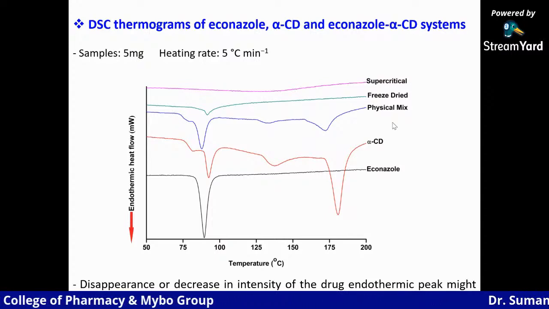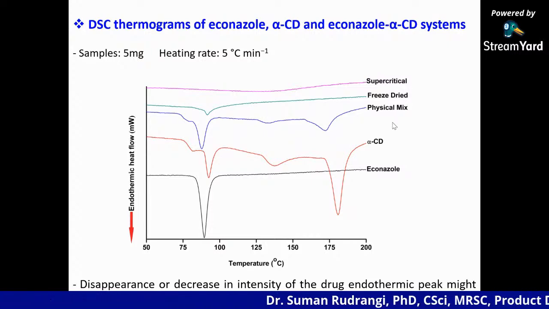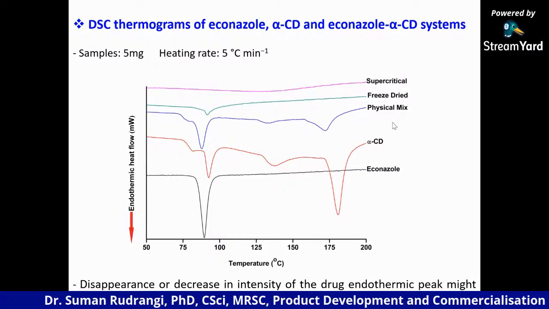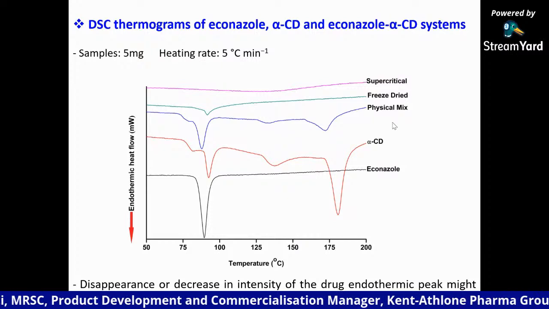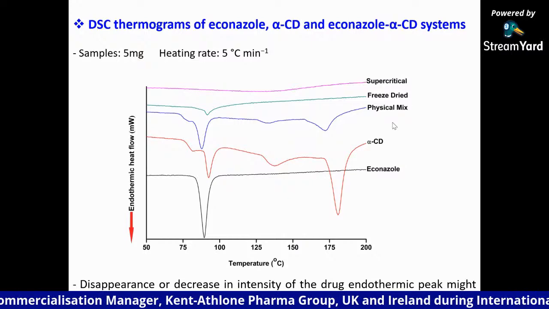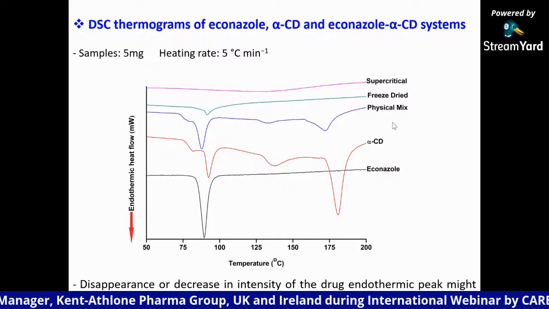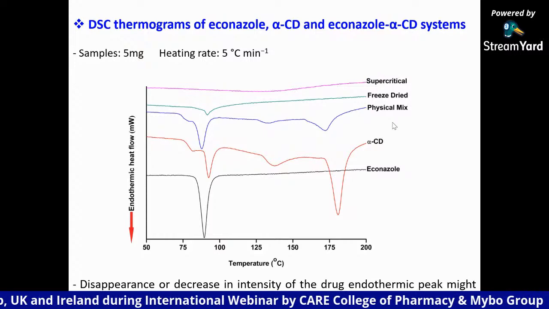Disappearance or decrease in the intensity of the drug endothermic peak might be related to possible drug cyclodextrin interactions or the loss of drug crystallinity. I repeat, friends, disappearance or decrease in the intensity of the drug endothermic peak might be related to possible drug cyclodextrin interactions and the loss of drug crystallinity.